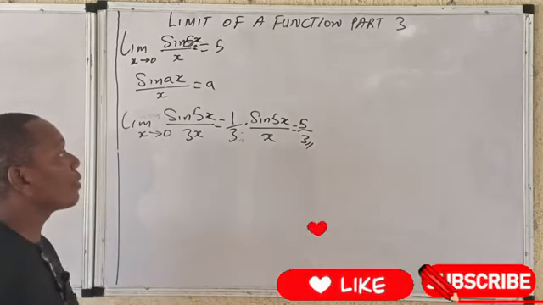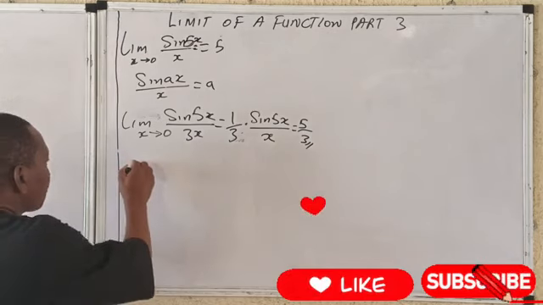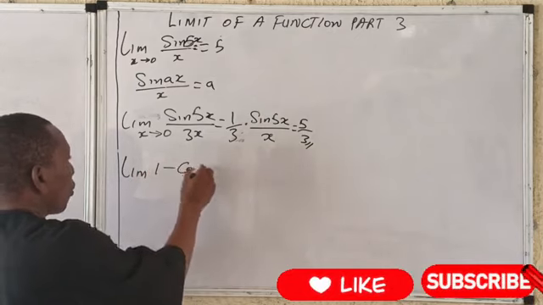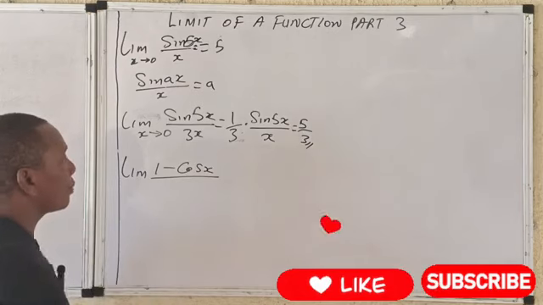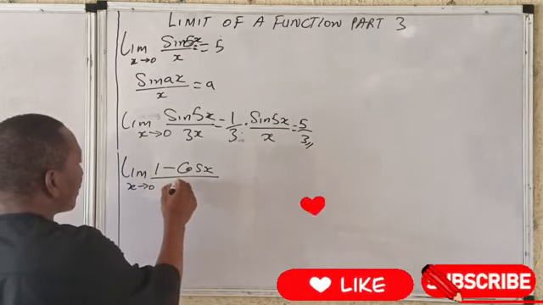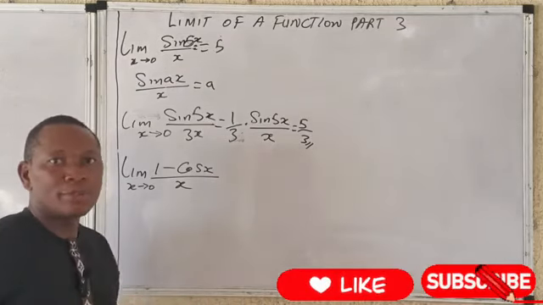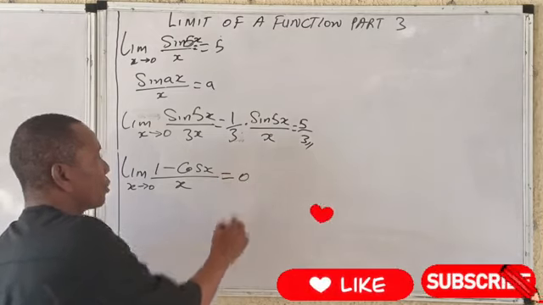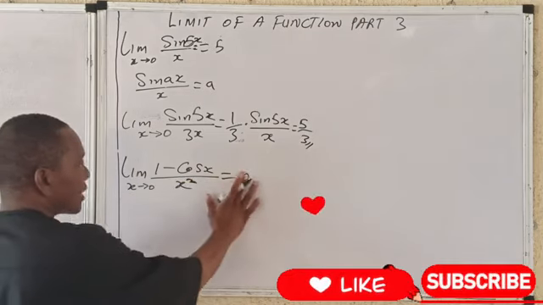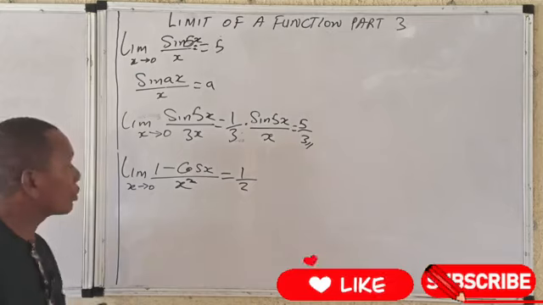You need to know some of these standard trigonometric limits. Now, let's assume that they are giving the limit of 1 minus cos x all over x, as x tends towards 0. This is another standard trigonometric limit. The answer here is 0. And if I decide to square the x in the denominator, the answer becomes 1 over 2. You can check your normal standard trigonometric limits.